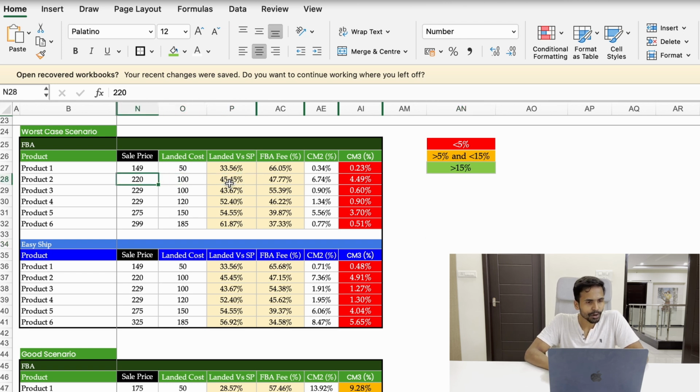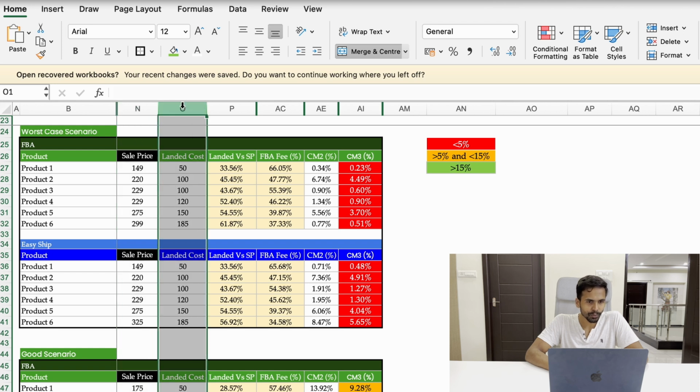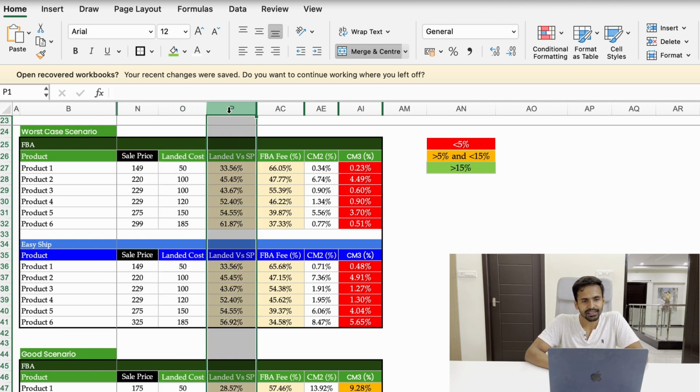Now let's look at a couple of numbers here. I have my product 1, product 2, product 3, product 4, product 5 and product 6, and you can also see the sale price here. In addition to that, in column O, you also get to see the landed cost. Now understand one thing, for a good product, the ratio between your landed cost and sale price should not exceed 30%. If you see here, in my worst case scenario, I see these numbers are a lot higher.